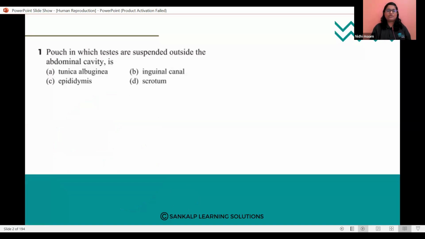Very easy question. The pouch in which the testes are suspended outside the abdominal cavity is: A. Tunica albuginea, B. Inguinal canal, C. Epididymis, D. Scrotum. Testes are suspended in a pouch-like structure. What is this termed as?